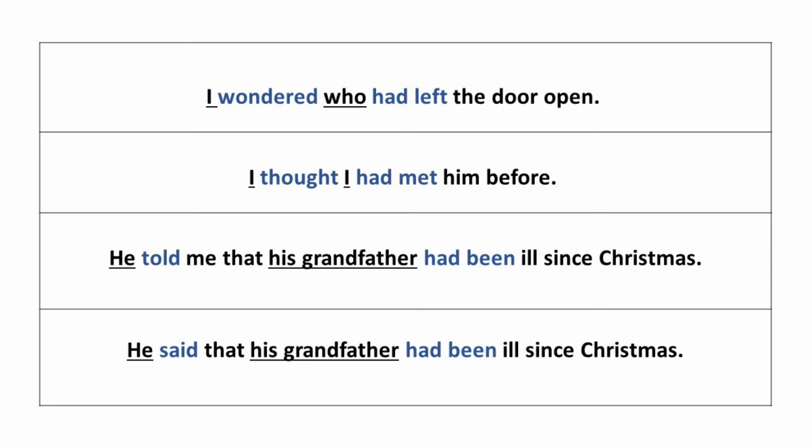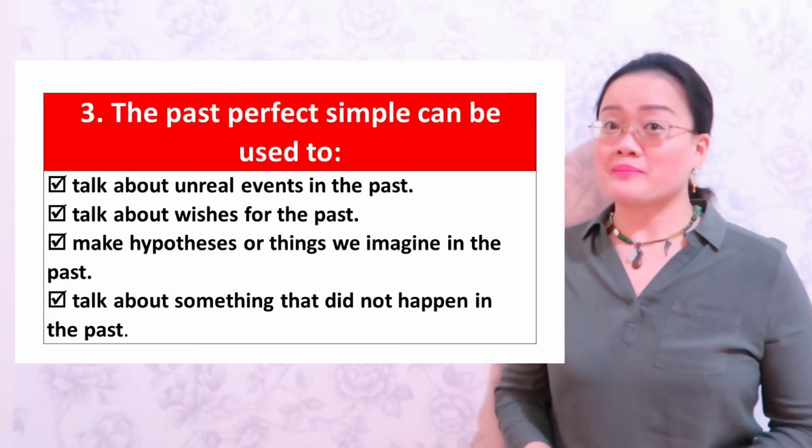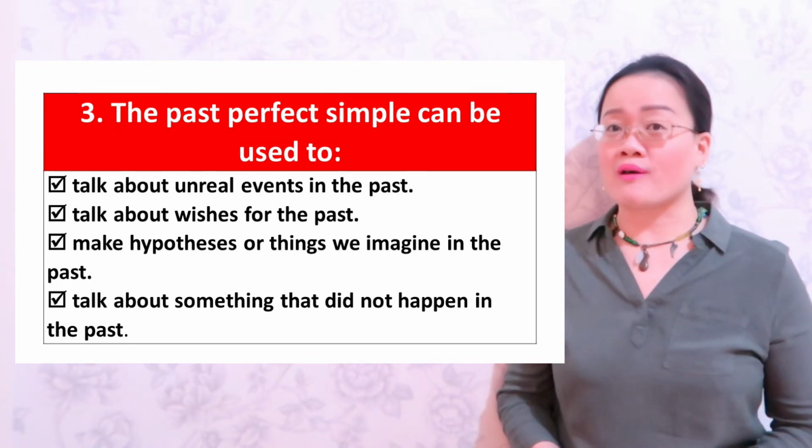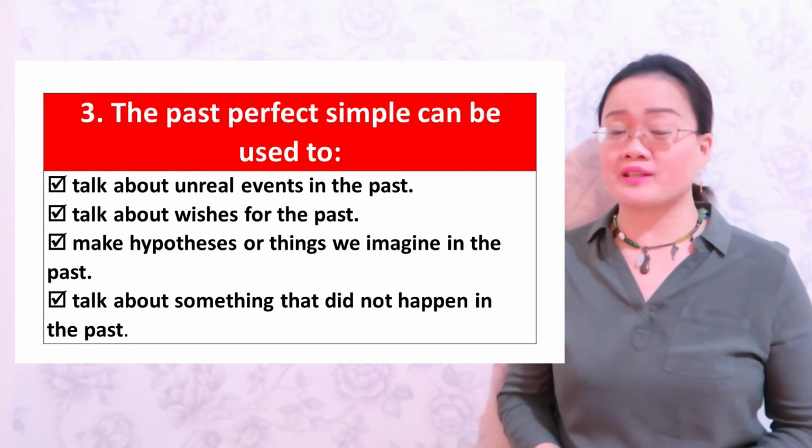In the last two sentences, I used a past time clause to say how long something had continued up to a past moment, using the past participle of the non-progressive verb be after had, that is, been. Other non-progressive verbs that can be used for this are have and know. The past perfect simple is also used to talk about unreal events in the past, wishes for the past, hypotheses, and things that did not happen in the past.